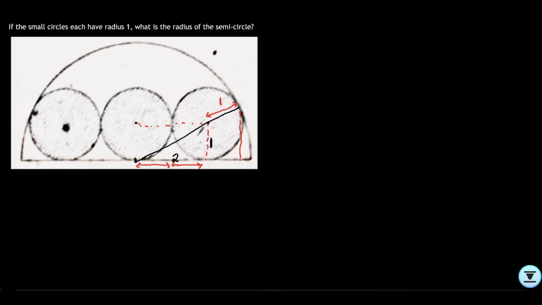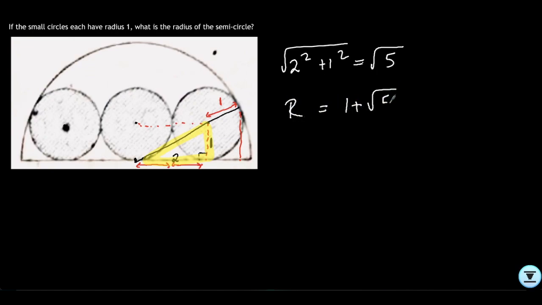And I've almost got the answer because now this is a right angle triangle. I can now use Pythagoras' theorem to get the length of the hypotenuse of this triangle here. And then if I add it to 1, I've got the final answer. So what I'm going to do here is 2 squared plus 1 squared, square rooted, to give me root 5. And then the radius is going to be 1 plus root 5. And I'm done. It was that simple.